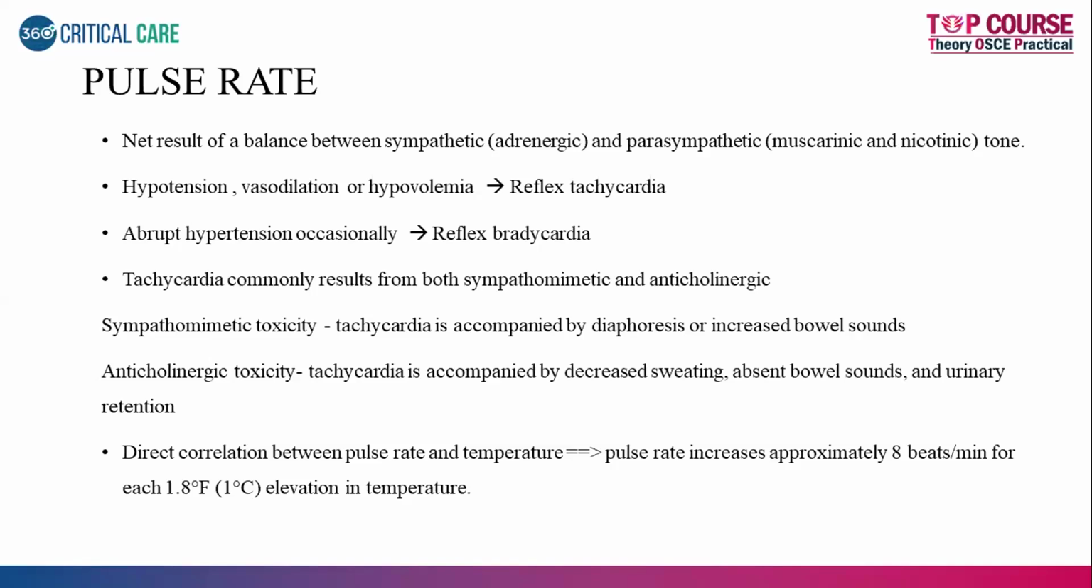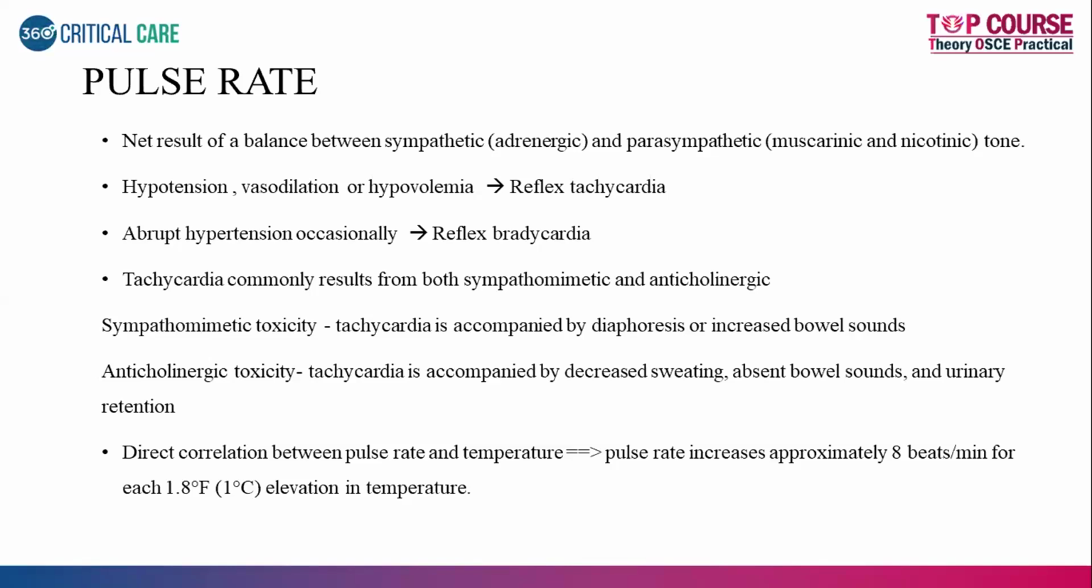So, usually tachycardia is common in two important poisonings, the sympathomimetic drugs and the anticholinergic drugs. But how do you differentiate the tachycardia when a patient comes in after consumption of some substance? In sympathomimetic toxicity, the tachycardia is usually accompanied by diaphoresis and increased bowel sounds. Whereas in anticholinergic toxicity, the tachycardia is usually accompanied by dryness, that is decreased sweating, absent bowel sounds, and there will be urinary retention. So this is how you differentiate tachycardia in a patient, whether it is of sympathomimetic origin or because of anticholinergic toxicity.